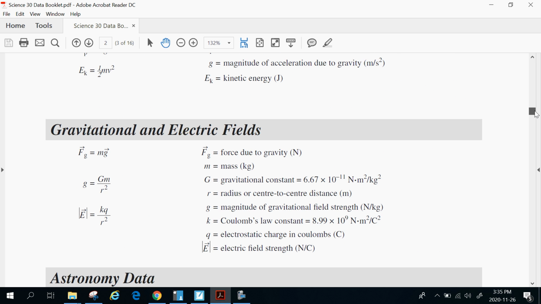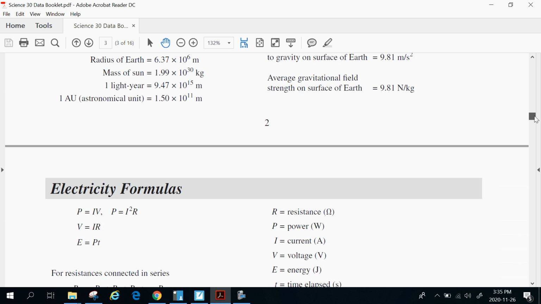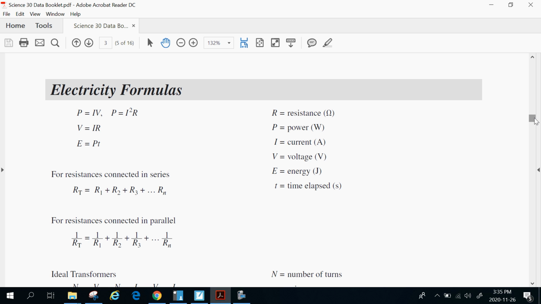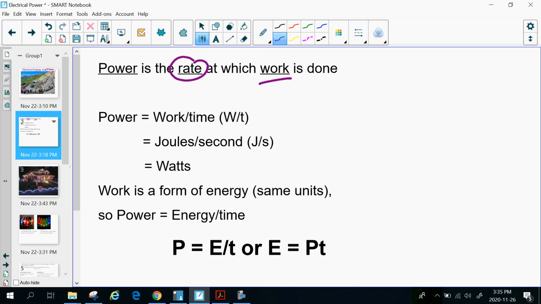And the equations for electricity, right here in your data booklet on page 3, I'm going to be talking about a few of them in here. So wherever we have P, it tells us on the right-hand side that is for power, and the units for power are watts. But a number of different equations that we do have here, P equals IV, P equals I squared R, E equals PT. These are all different equations that we can use that do involve power calculations.